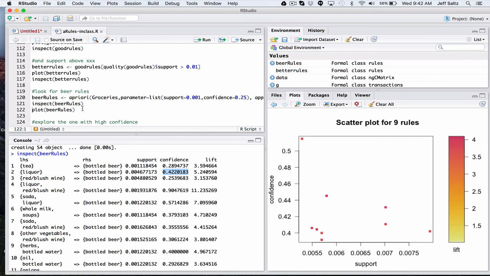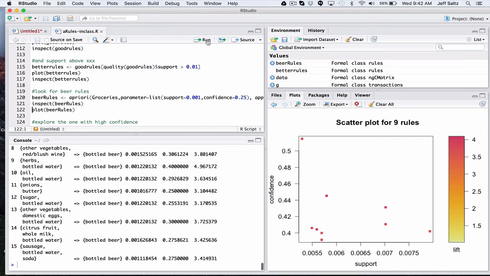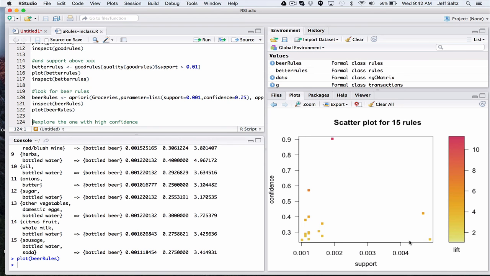We can do the same thing. We can plot these rules. Not that many rules, but we can see the huge difference in lift associated with many of the ones with low support and low confidence. Here's one, for example, very high confidence, very high lift, and some support.